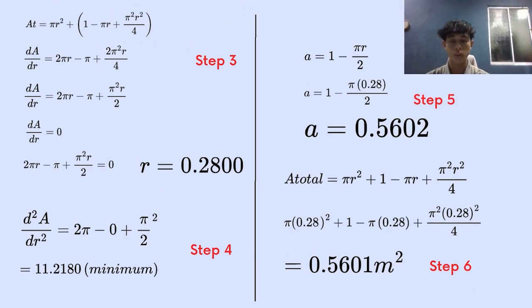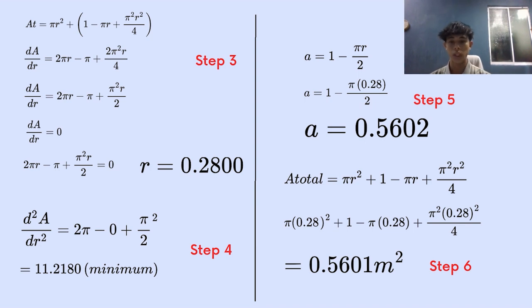After step 2, we use step 3, which is to find the first derivative. To find the first derivative, we use the area total equation, which is pi r squared plus open bracket 1 minus pi r plus pi squared r squared over 4 close bracket. Then we differentiate it, and it will be 2 pi r minus pi plus pi squared r over 2. Then we equate it with 0, so 2 pi r minus pi plus pi squared r over 2 equals 0. Then r will be 0.2800.